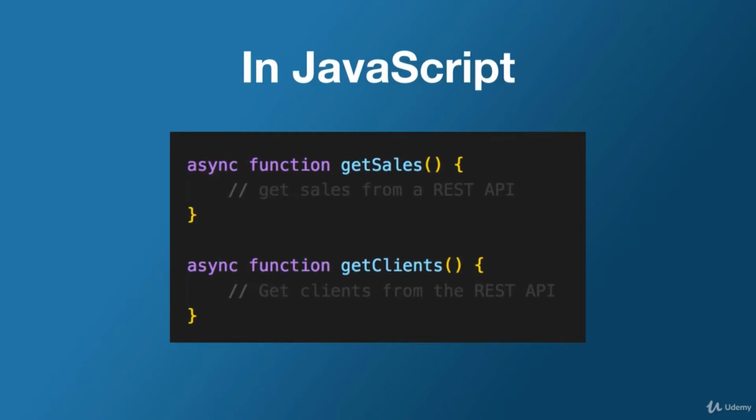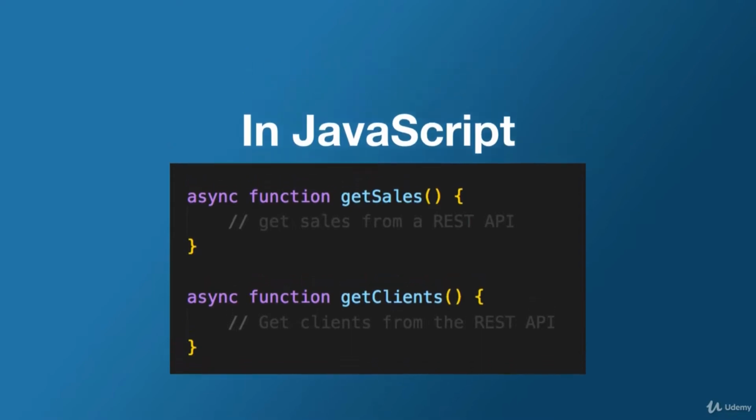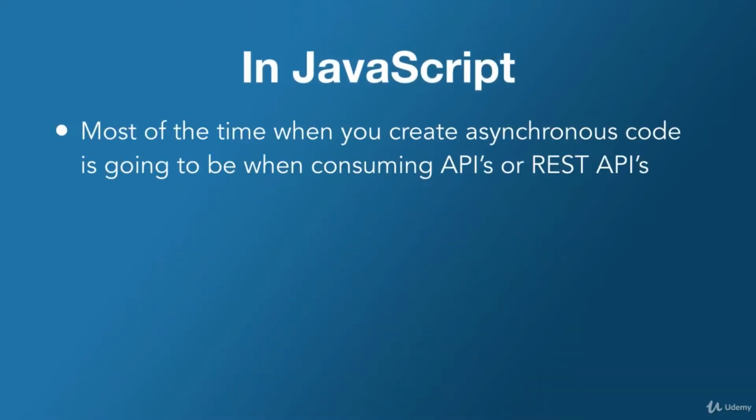In JavaScript, you can use async to create asynchronous functions. For example, you can get the sales from a REST API. You can also get the clients. If you have 1 million sales and only 10 clients, get clients is going to execute and finish before the get sales function. In JavaScript, most of the time, when you create asynchronous code, it's when you are consuming APIs or REST APIs.